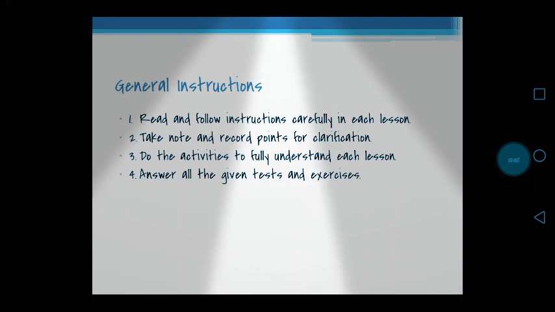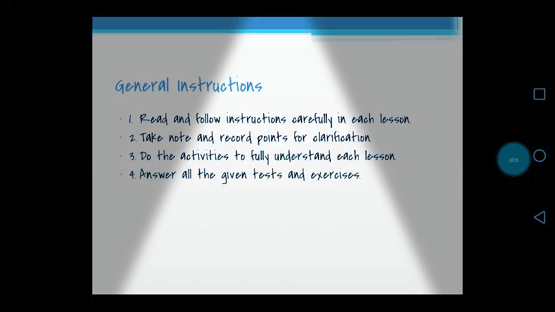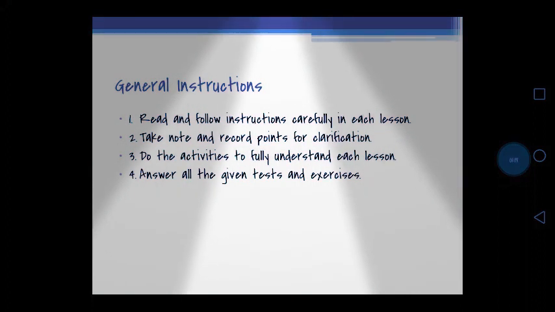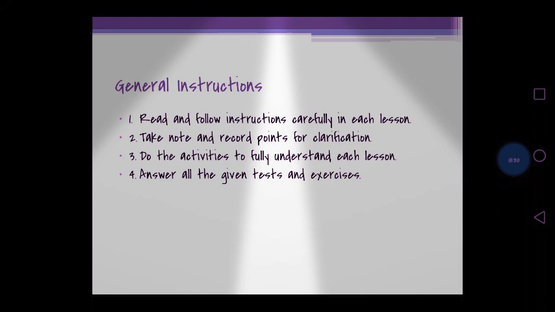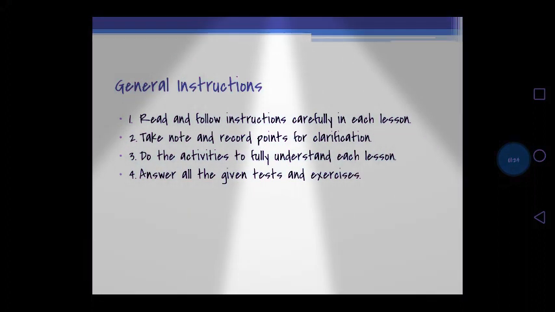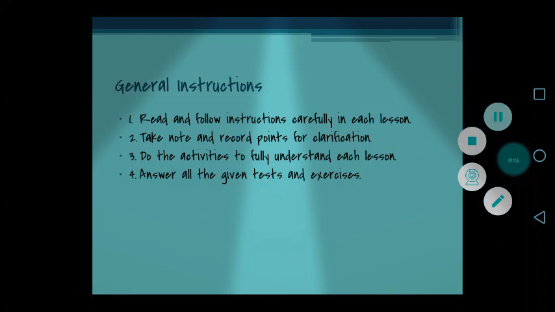For the general instructions, number 1, read and follow instructions carefully in each lesson. Number 2, take note and record points for clarification. Number 3, do the activities to fully understand each lesson. And number 4, answer all the given tests and exercises.